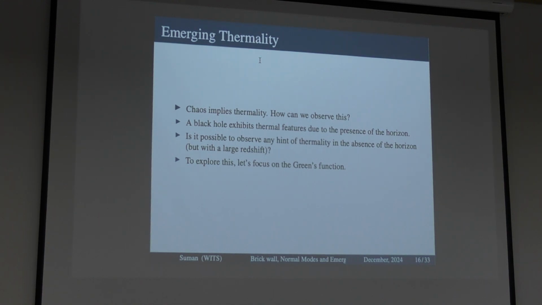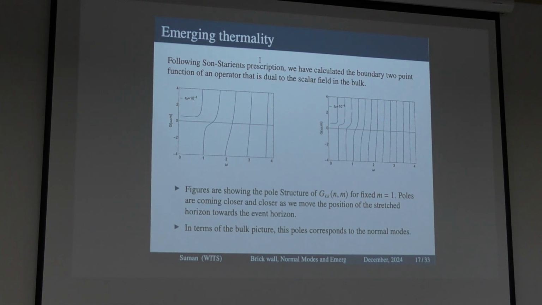Now, generally, this chaos implies thermality, but in a black hole, this thermality arises because of the radius of the horizon. So it is possible here to see some thermal feature even though we do not have a horizon. To explore this, let's focus on the Green's function. Using the Sonsteiner prescription, we can compute the Green's function by taking the ratio of the normalizable mode and the non-normalizable mode and imposing the equal boundary condition inside the geometry.